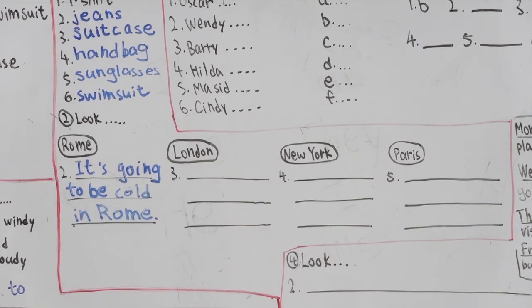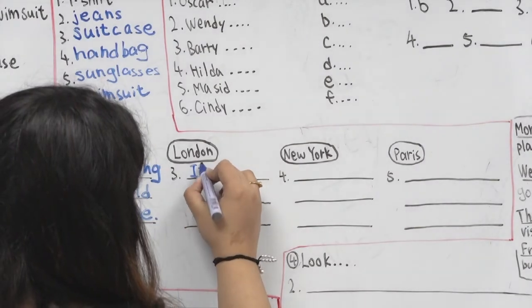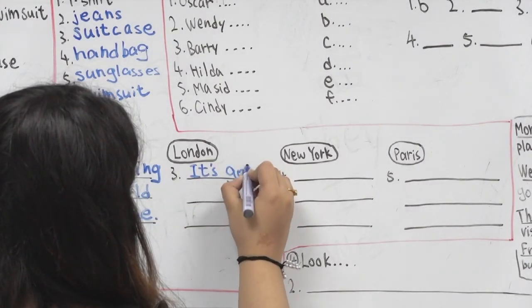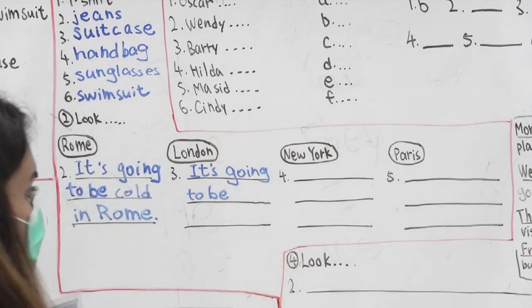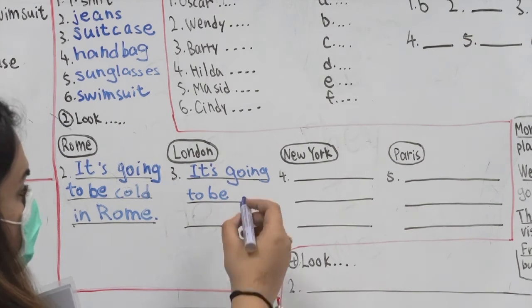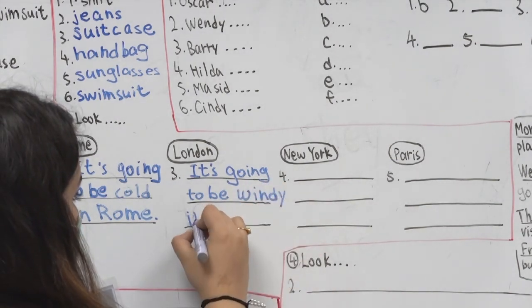Number 3, London. What do you see in the picture in 3? You will see some clouds, right? That is blowing out some wind. So it is or it's going to be. It's going to be, all right. The weather that has lots of wind is called windy, okay? It's going to be windy in London.